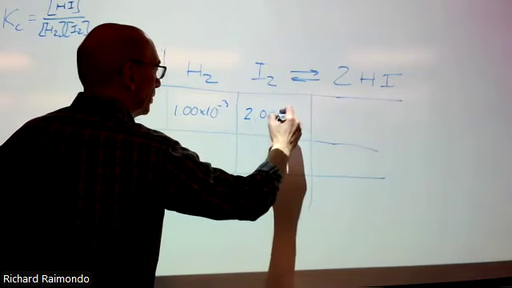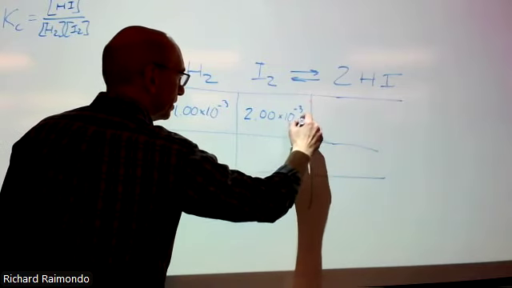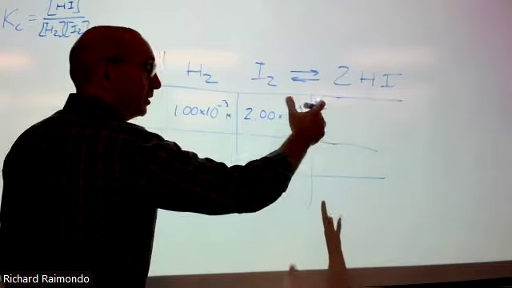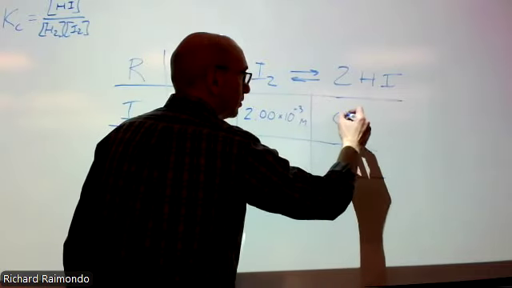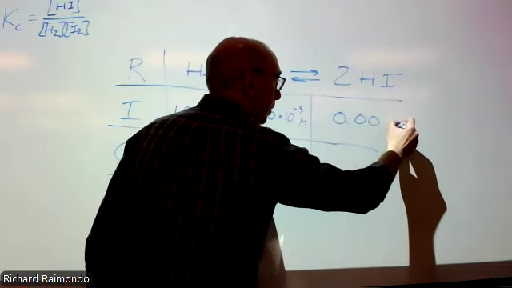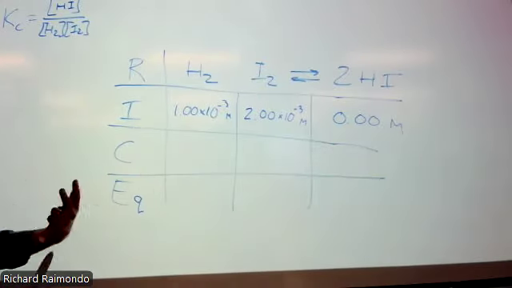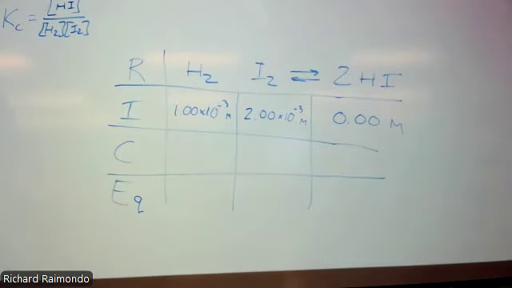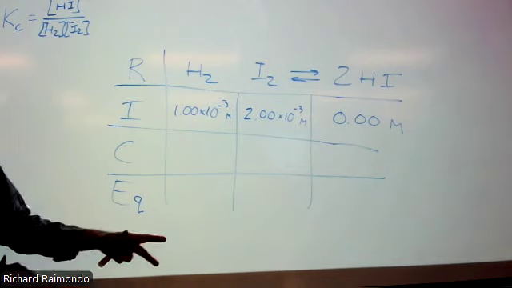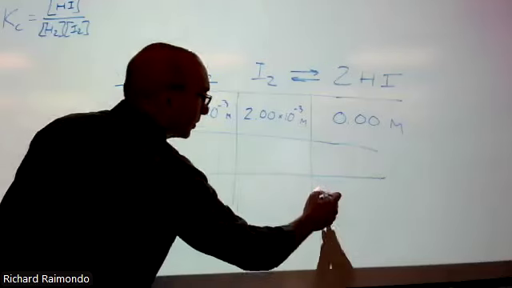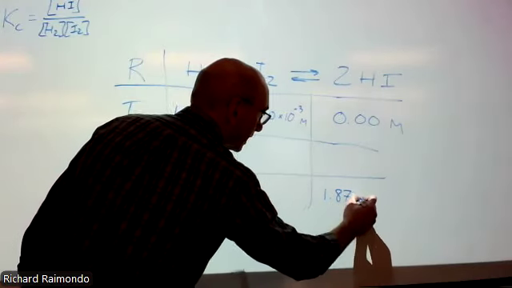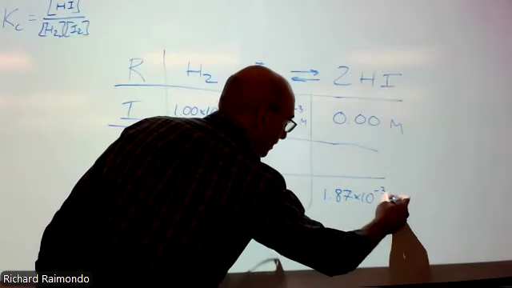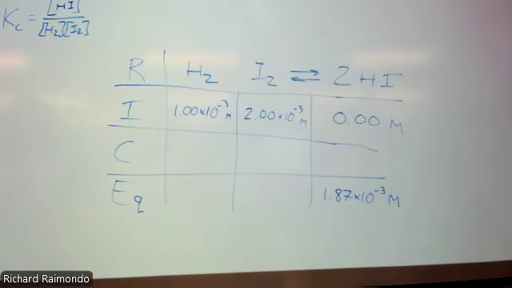Iodine was that. Remember, these are concentrations, not moles. And it didn't say that we had any at the beginning. You will see somewhere the product actually starts out with a concentration, but not today. And then it says when we reached equilibrium, we had a concentration of product that was 1.87 times 10 to the minus 3. That's all we've got. What can we do from here? There's only one thing we can really figure out.